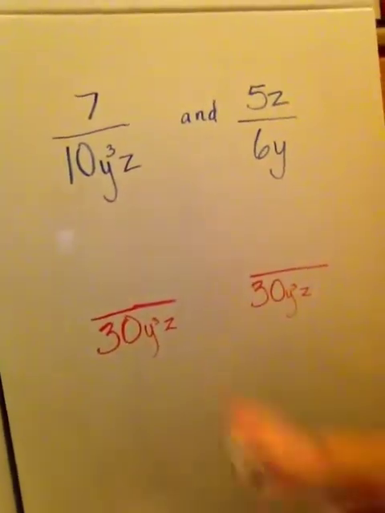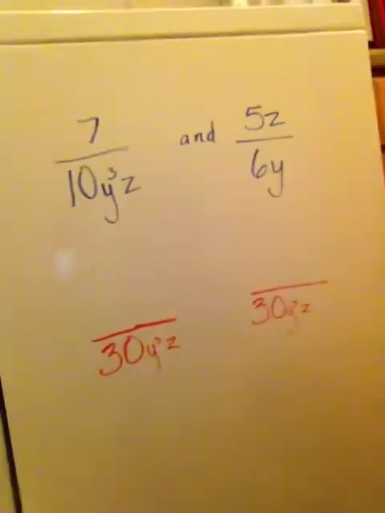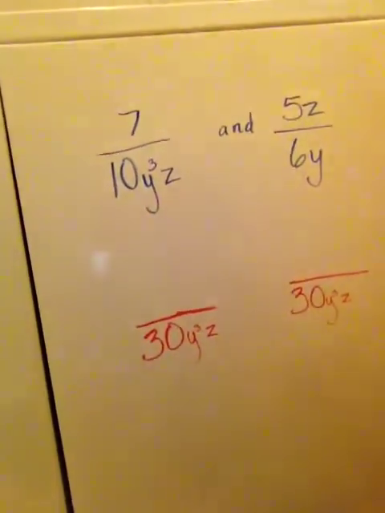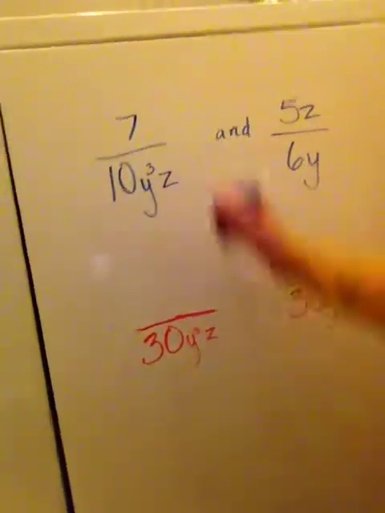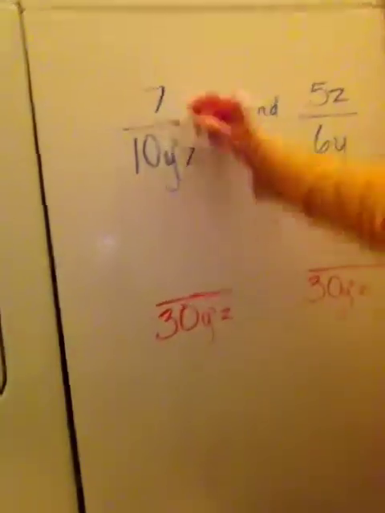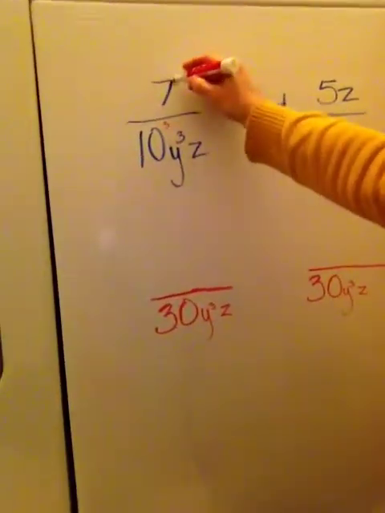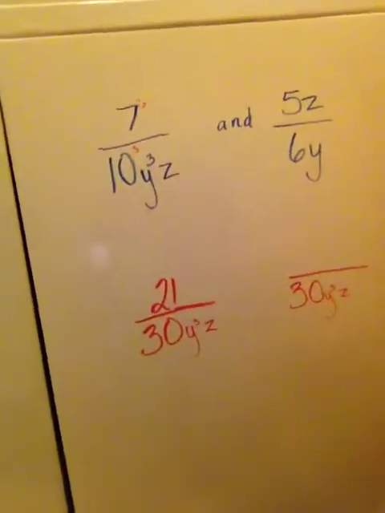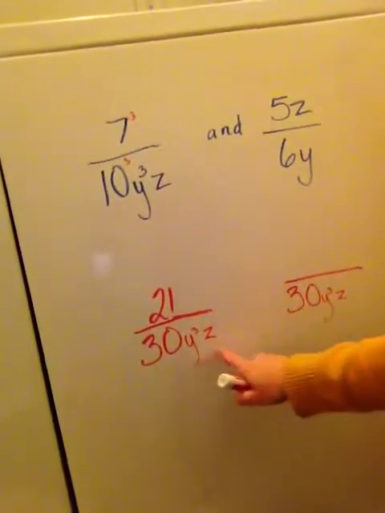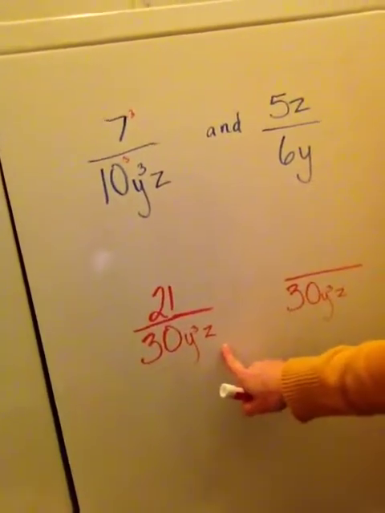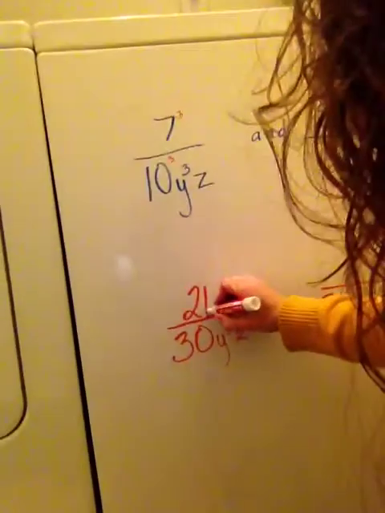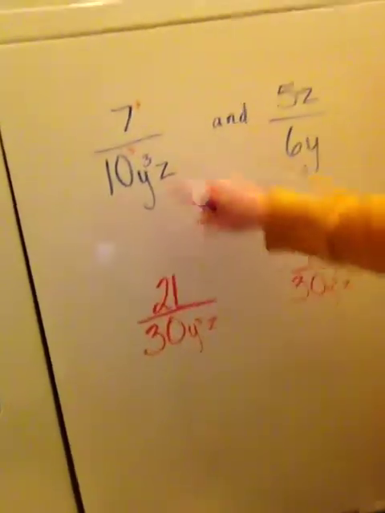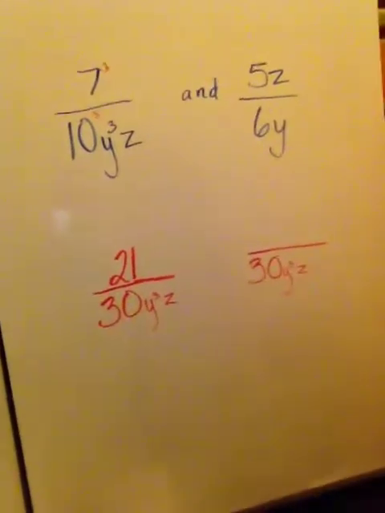Now we go, okay, I've looked at all the variables. I've looked at the coefficients. I'm ready to go. What did I multiply this 10 by to make 30? That would be 3. So if I multiply this by 3, I have to multiply this by 3. So 7 times 3 is 21. Okay? What did I multiply the denominator by, if anything, to make my y to the third z? Nothing. They match, right? So that all stays the same. So we're done with that one.